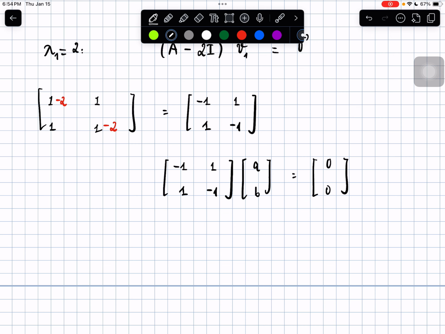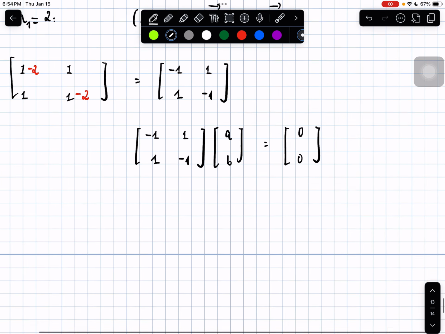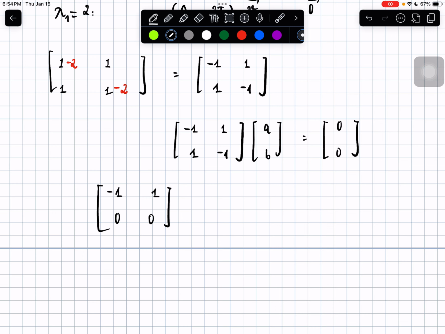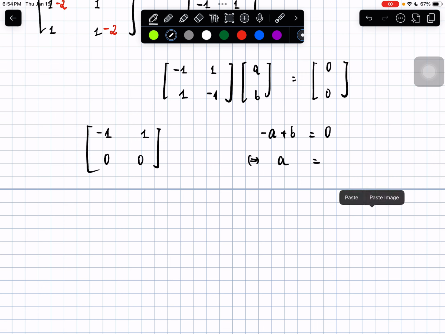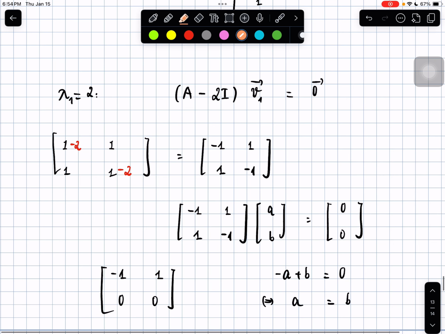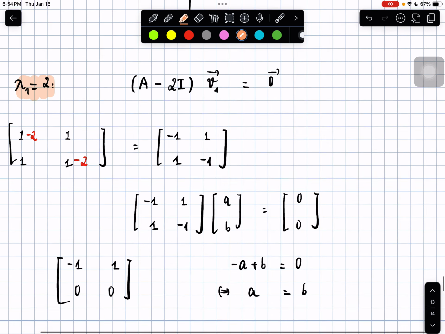This matrix is row equivalent to [1, minus 1; 0, 0]. So this gives us minus a plus b is 0, a equal to b. So any vector of the form (a, a), which is a times (1, 1), non-zero vectors, will give us an eigenvector. So V1 we choose to be (1, 1). So that is for lambda equal to 2.